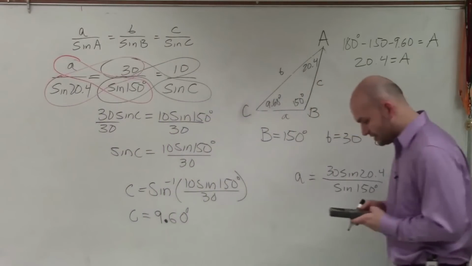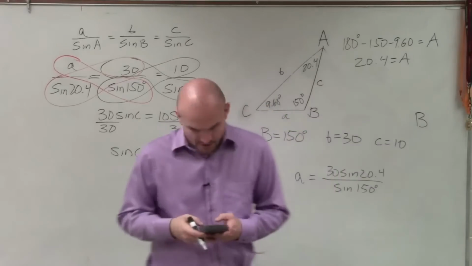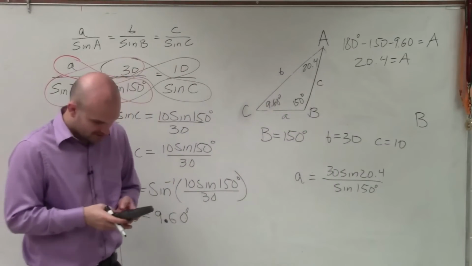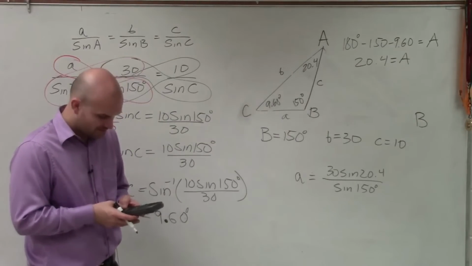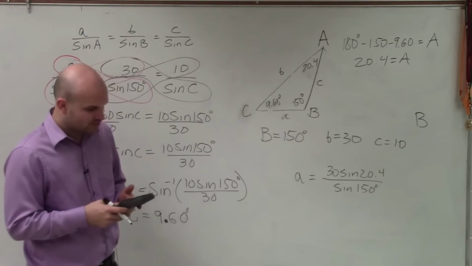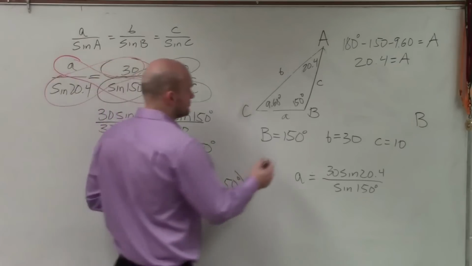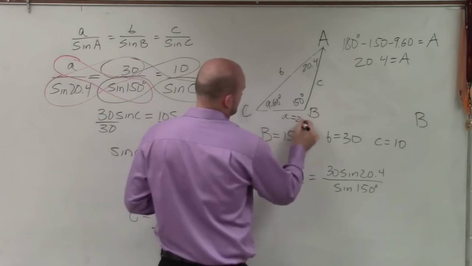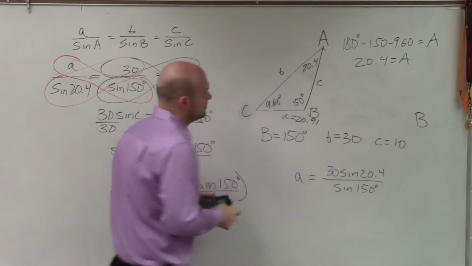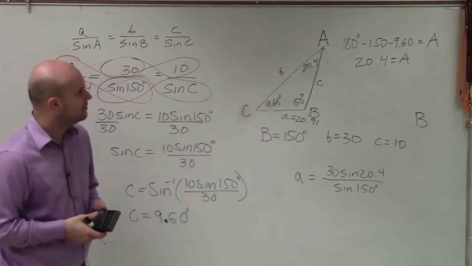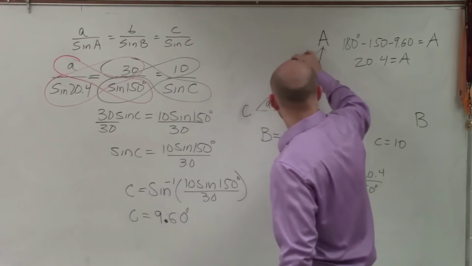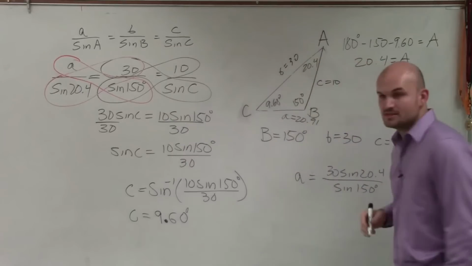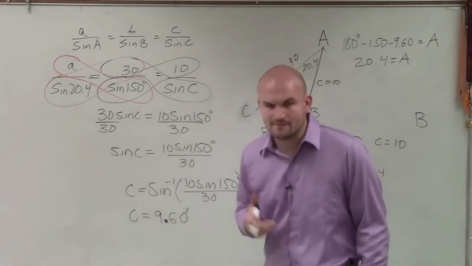So then to solve for this, I just plug it in my calculator. 30 times the sine of 20.4 divided by the sine of 150. And I get 20.91. OK? And does that make sense? Does that feel right for the triangle? Yeah, very good.